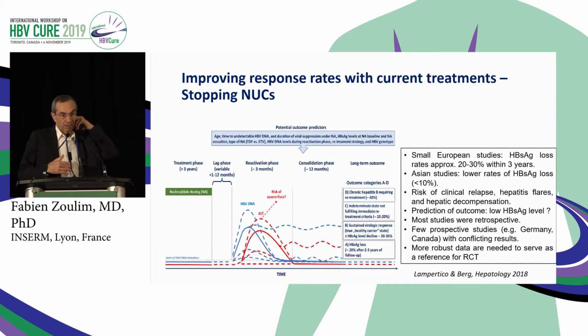So it was agreed during that meeting, and the regulatory agencies were there, that to have a stopping NUC arm as a control group would need more robust data, because here we have to be very careful. It would mean that this would serve as the reference for registration. So that's something that is not easy, as we heard this morning, and there's no consensus on what should be done in terms of treatment cessation. And there's also the fact that we would expose patients to some reactivation and flares as well. So here the jury is still out, and we really need more data on these stopping treatment strategies.